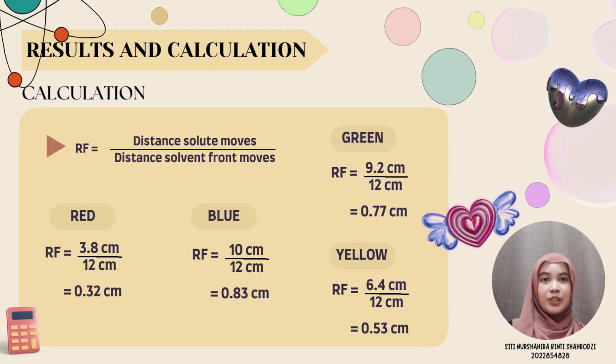For the calculation, we have calculated the Rf value of each food dye. We use the formula Rf is equal to the distance the solute moved divided by the distance the solvent front moved, which we got about 12 cm. Thus, the results for each food dye are carried out as shown above. Based on the Rf value, red and yellow food dyes have a good value compared to blue and green because the impurities are resolved from each other.